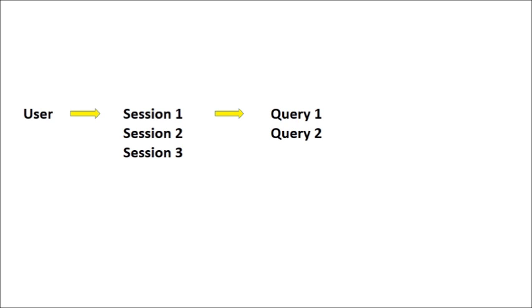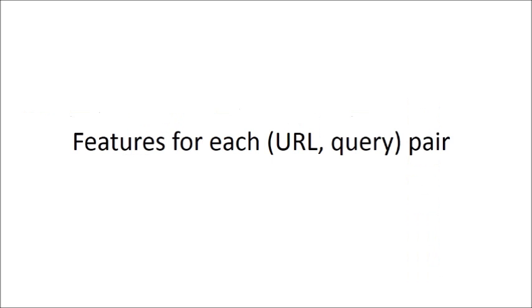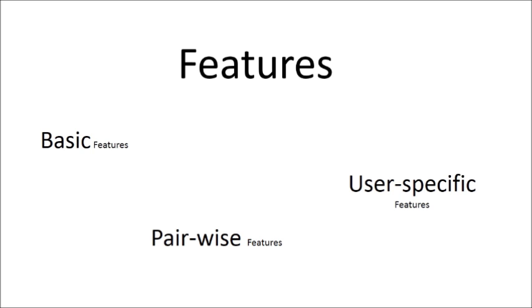Each user can have multiple sessions. In each session, she normally fires more than one query, and for each query, a list of URLs are displayed to her. So we compute our features for each URL query pair. We have employed 3 kinds of features for this task: basic features, user-specific features, and pairwise features. Basic features include query ID, user ID, URL ID, etc.